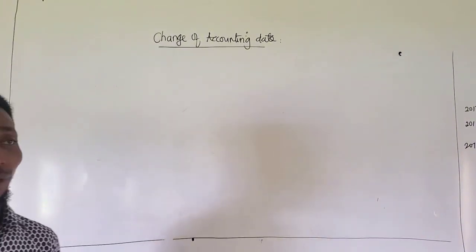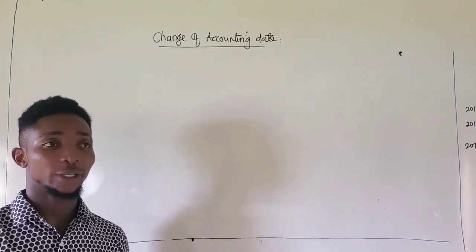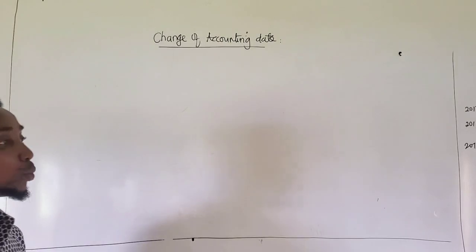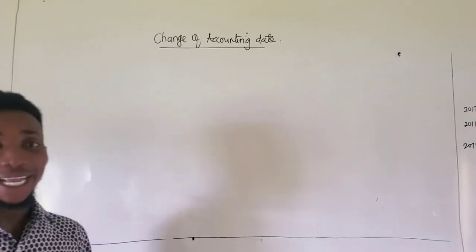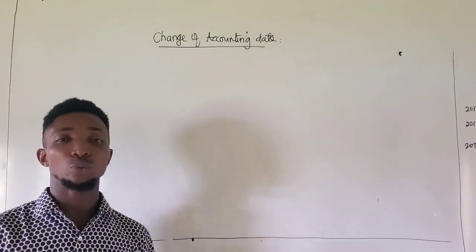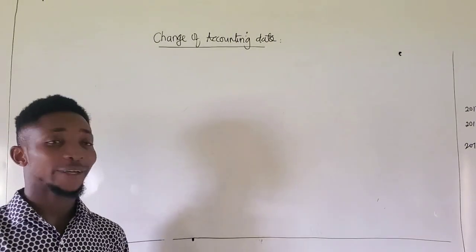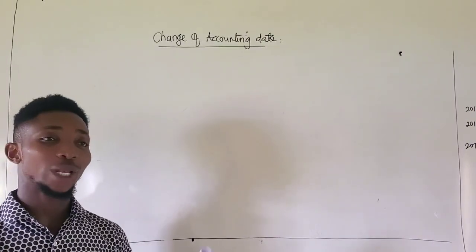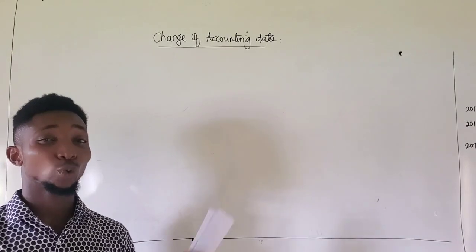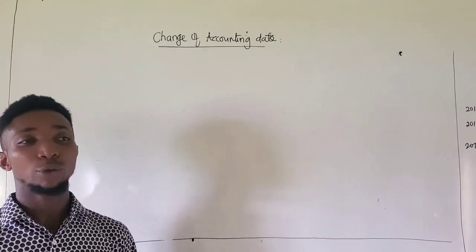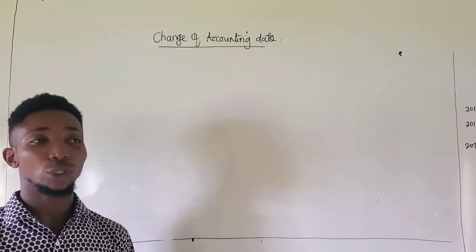Now, there is a rule for change of accounting date. When a firm changes the accounting date, you will first of all identify the year they failed to make up accounts with the old accounting date. You have to identify that first of all. That particular year they did not make up accounts with the old accounting date becomes the year they failed to make up accounts.